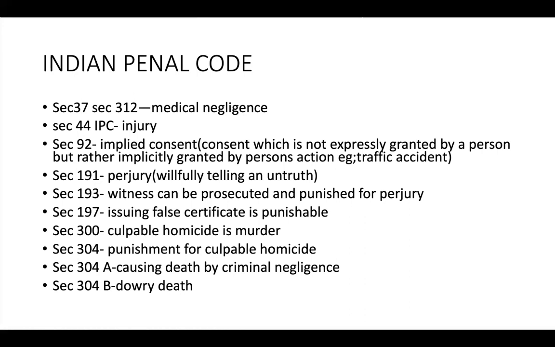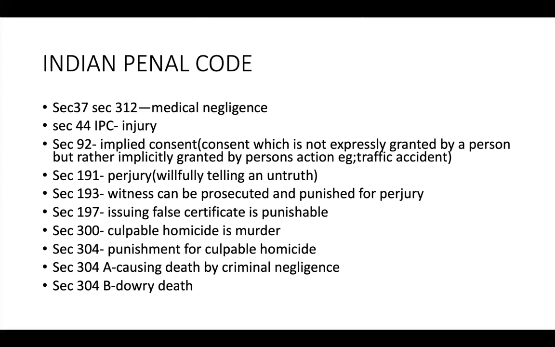So next is 191, perjury. Willfully telling an untruth, that is perjury. That comes under section 191. Section 193 means a witness can be prosecuted and punished for perjury. So punishment for perjury is mentioned in section 193. Section 197, issuing a false certificate is punishable. Okay, section 197. Next is section 300, culpable homicide is murder.